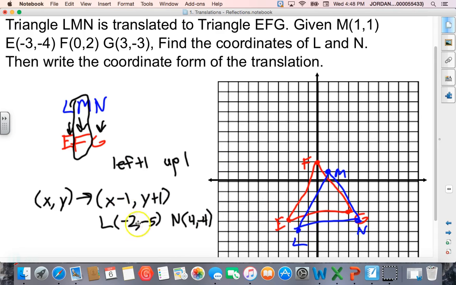So we should write those. L is -2, -5, N is -4, -4. And then we could write the coordinate form of the translation. So in order to go from LMN to EFG, we would need to go left 1 and up 1, which makes X go X - 1, and then Y + 1 is what would shift it left 1 and up 1.